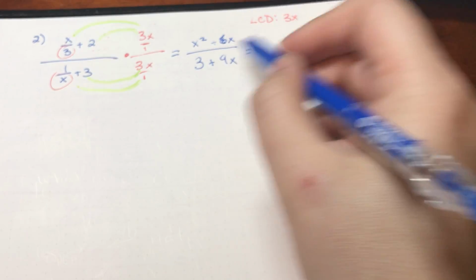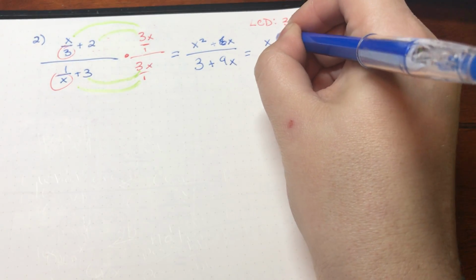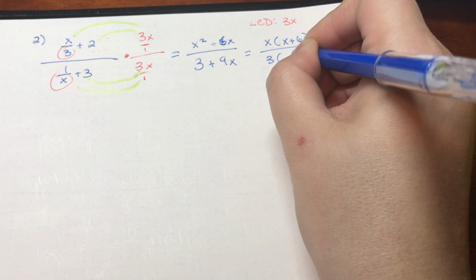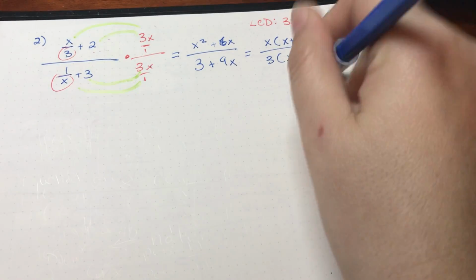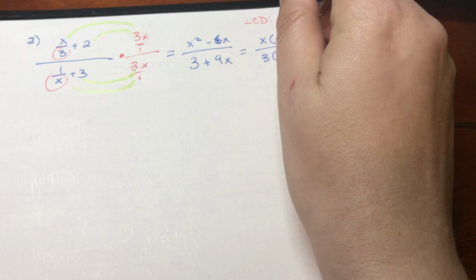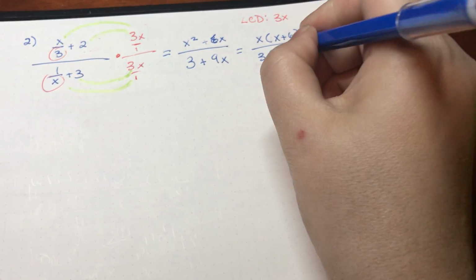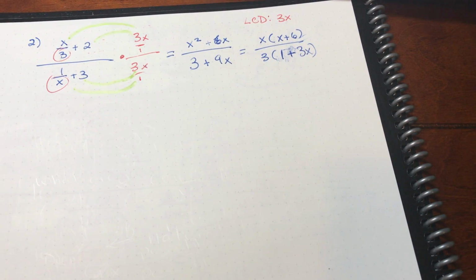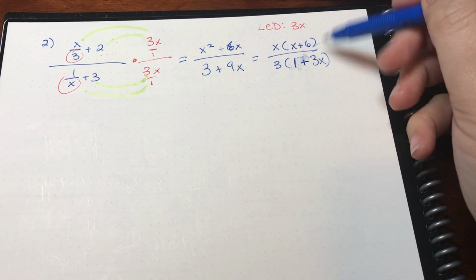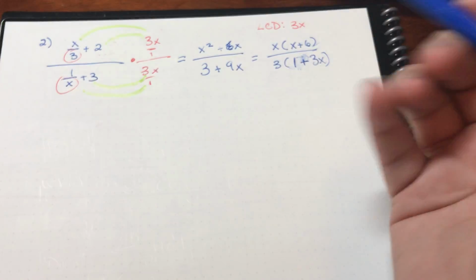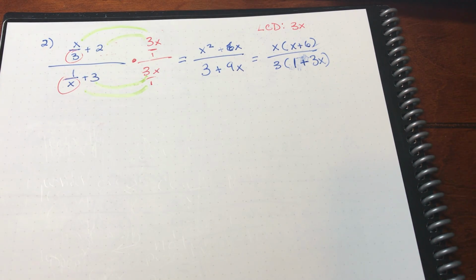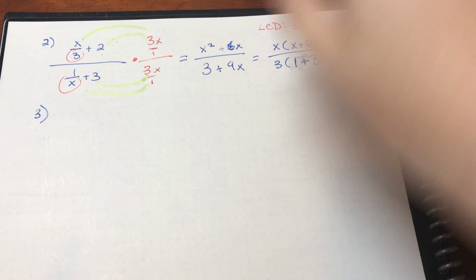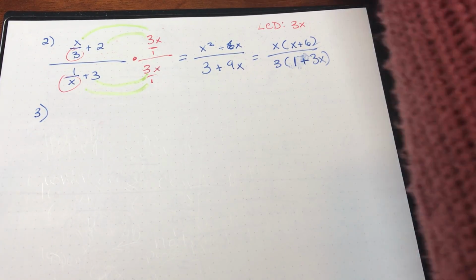And then I can factor out the greatest common term up here, x times x plus 6, and here 3 times x plus 3. I can tell I've been at it too long today. All right, and we factor just in case we can simplify. In this case we can't, so either one of those would be a fine final answer. All right, and then next problem.